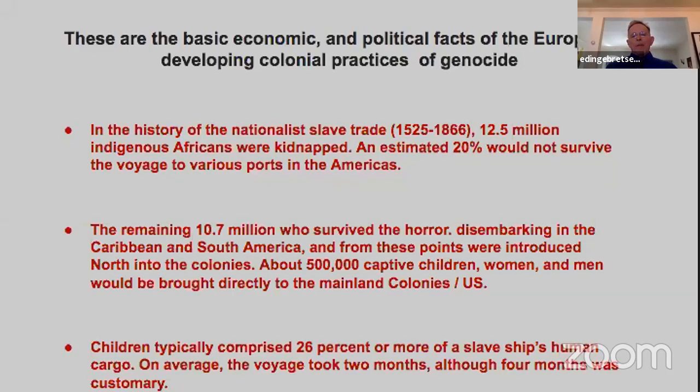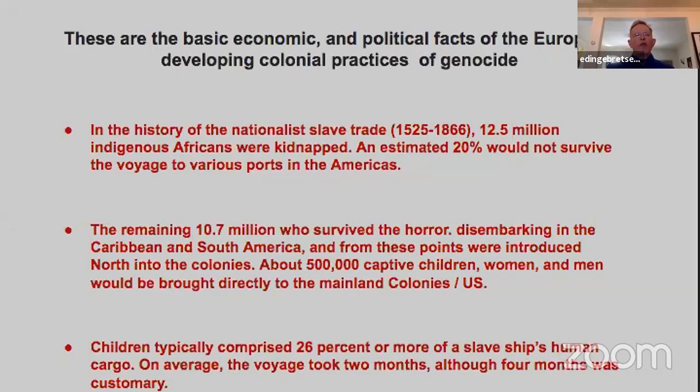So the basic economic and political facts of the European developing colonial practices of genocide. One, in the history of the transatlantic slave trade, 1525, and that's the first time that, again, the Spanish bring indigenous Africans into Florida, through 1866, at the end of our civil war, between the states, civil war. 12.1 million indigenous Africans are kidnapped. 20% do not survive to various ports in America. The remaining 10.7 million who survived this horror, they disembark in the Caribbean, South America.